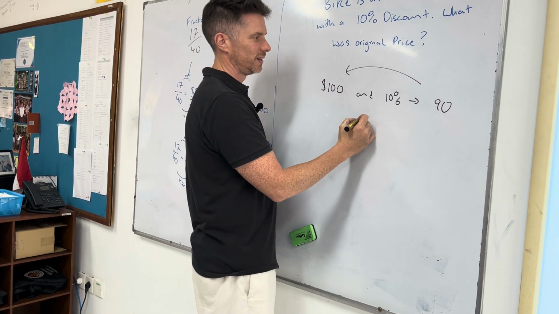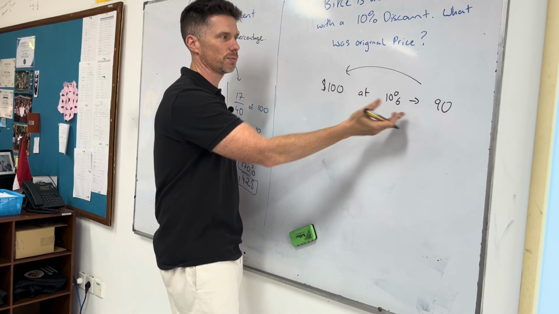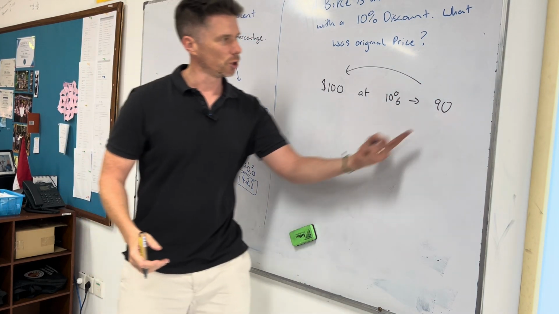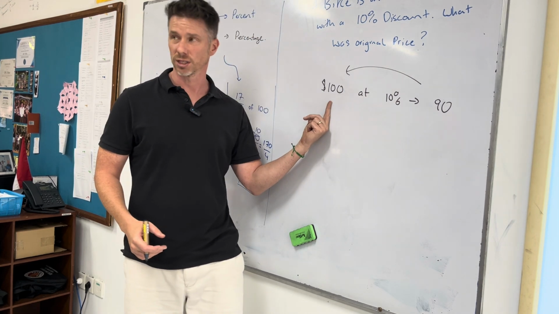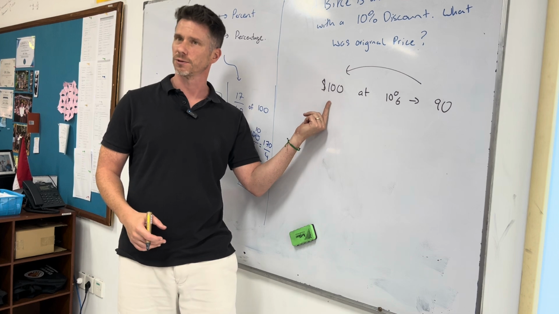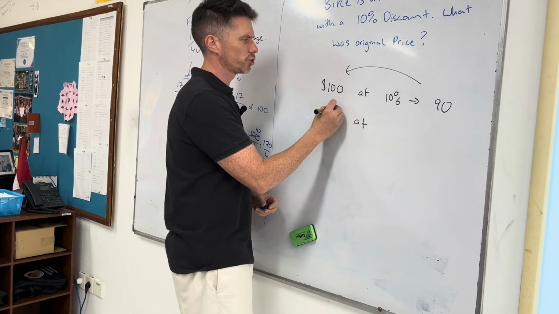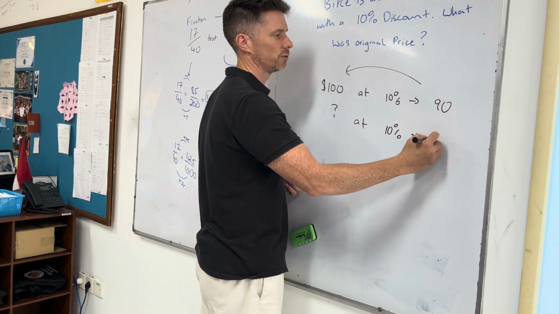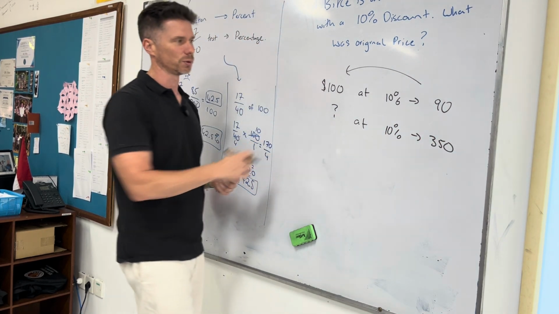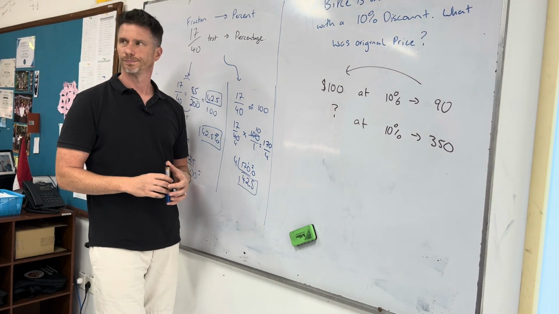A discount at 10% is 90. We figured that out. To go backwards, you don't get 10% of 90 because that's 9, which doesn't give us $99. We've got to have a different strategy. So at the moment in this question, we have some number at a 10% discount that gives 350. I want to work back to what the number is. It's an issue.